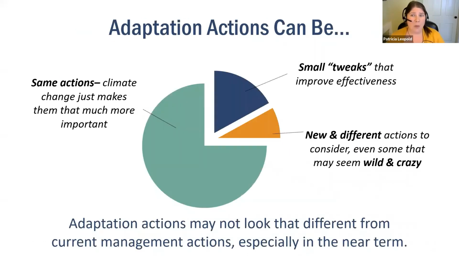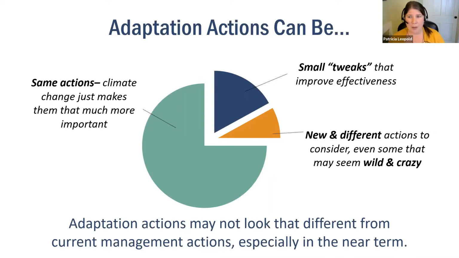In fact, as we've been working with different groups on adaptation projects, somewhat similar to yours, we've noticed that the selected adaptation actions tend to fall into three main camps. The first and most abundant category look a lot like the same actions you are doing anyway, but climate change just makes it even more important, and it addresses a specific climate change impact. The second big category is these small tweaks that build off of those usual things you do, but tackle the problem in maybe a slightly different way.